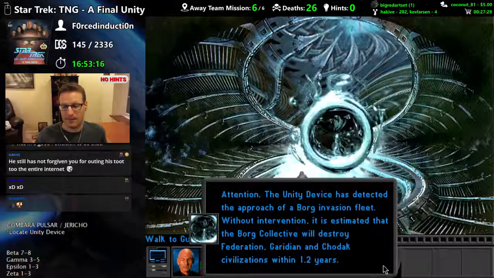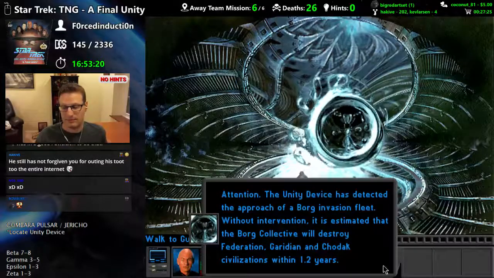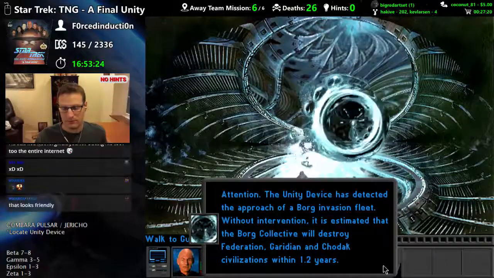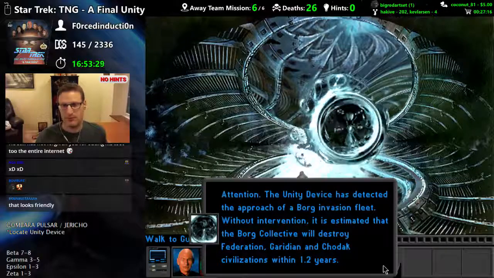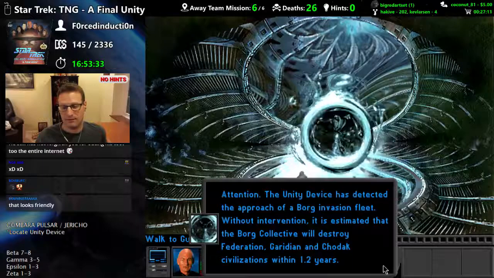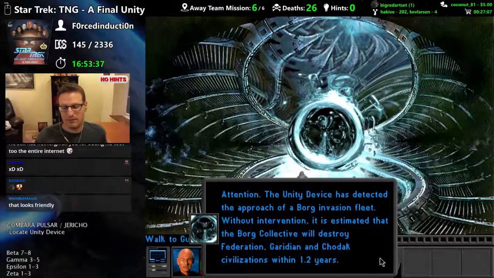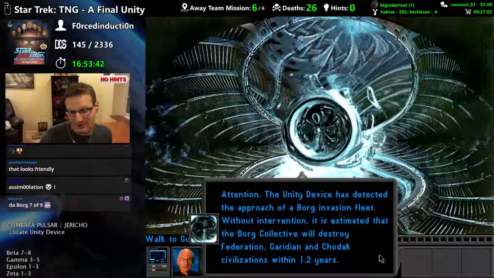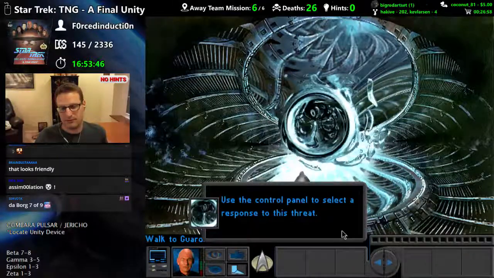Attention. The Unity device has detected the approach of a Borg invasion fleet. Without intervention, it is estimated that the Borg Collective will destroy Federation, Gardian, and Chodak civilizations within 1.2 years. Use the control panel to select a response to this threat.